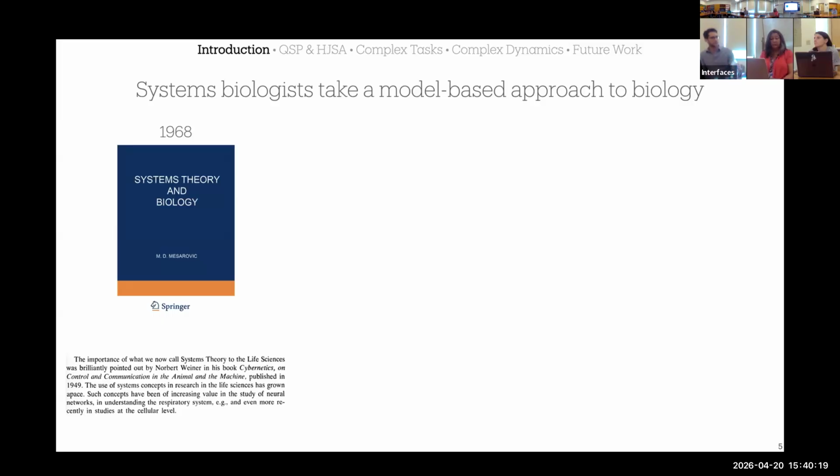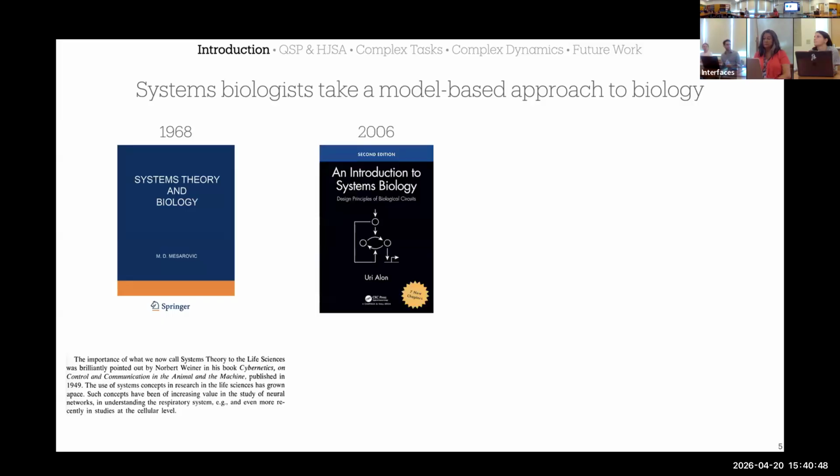They say, the use of systems concepts in research in the life sciences has grown apace. Such concepts have been of increasing value in the study of neural networks, respiratory system studies, and so on. Particularly with regard to the neural networks, what they're referring to, I think, is the Hodgkin-Huxley models. These very early models have eventually given rise to a lot of the neural network models we use today in the AI field. So, just a cool factoid about systems biology.